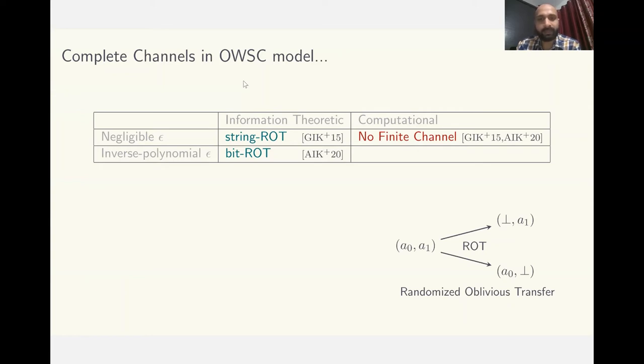Random oblivious transfer functionality, or ROT, is the sender-receiver version of the oblivious transfer functionality. A string ROT channel takes a pair of strings as input and erases exactly one of the strings uniformly at random. A later work showed that no finite channel is complete for OWSC with negligible error. This is true even against computationally bounded semi-honest adversaries. However, a finite channel, specifically the bit ROT channel, is complete against malicious computationally unbounded adversaries if we are ready to settle for an inverse polynomial error.